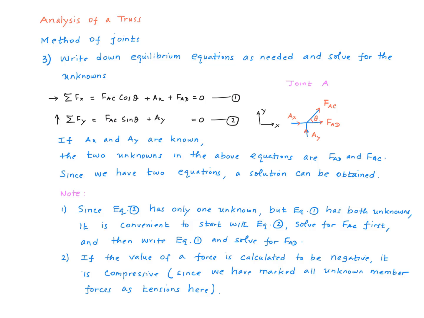Like for example, assuming these support reactions are known, equation number 2 only has one unknown, FAC. So if I started with that, I could find FAC right away without having to wait for the other equation, right? So these are some minor practical considerations, and you might find that sequencing the equations in this way kind of makes the analysis flow a little bit easier.